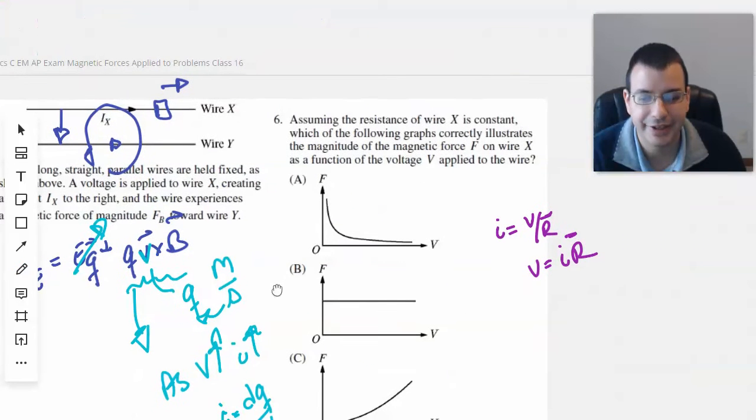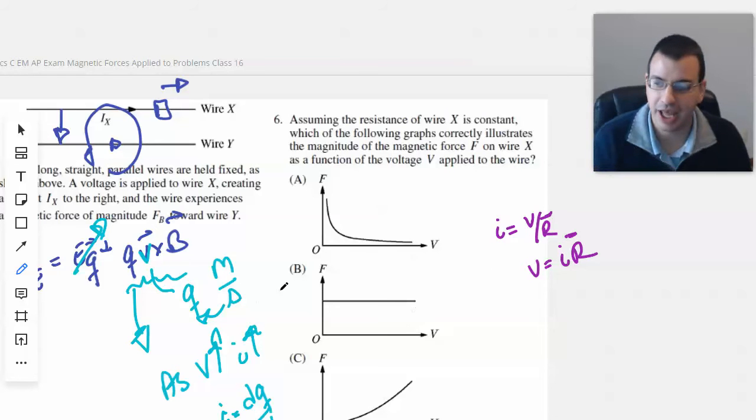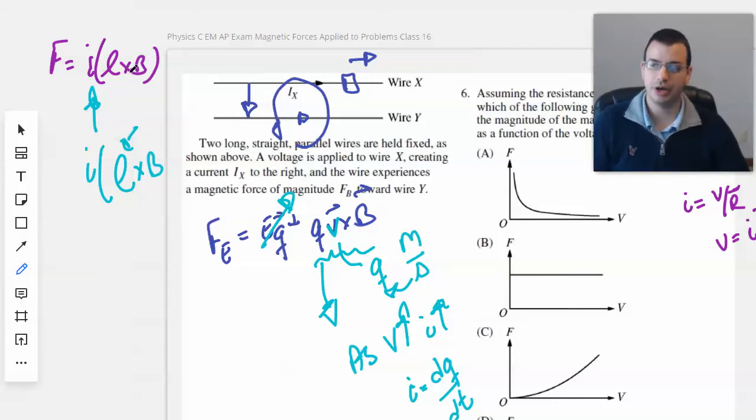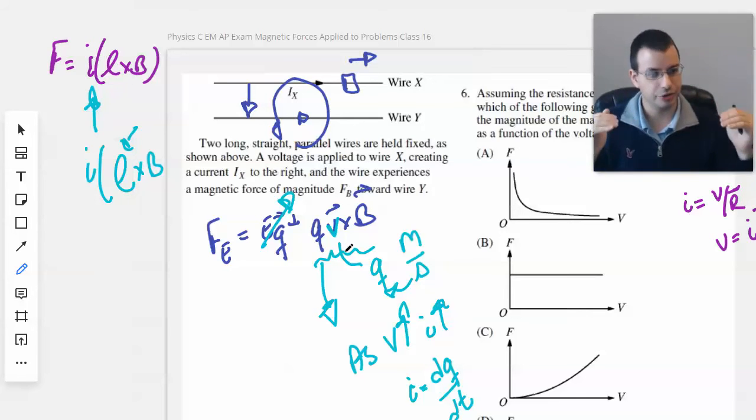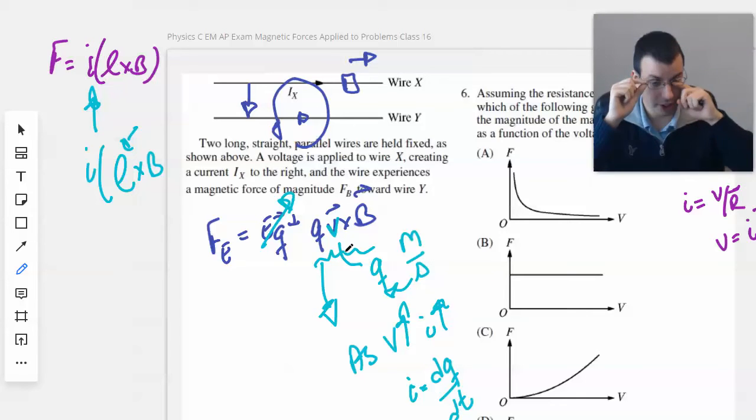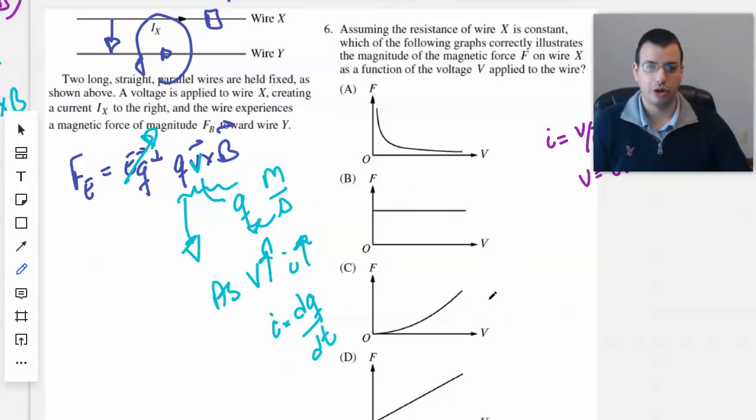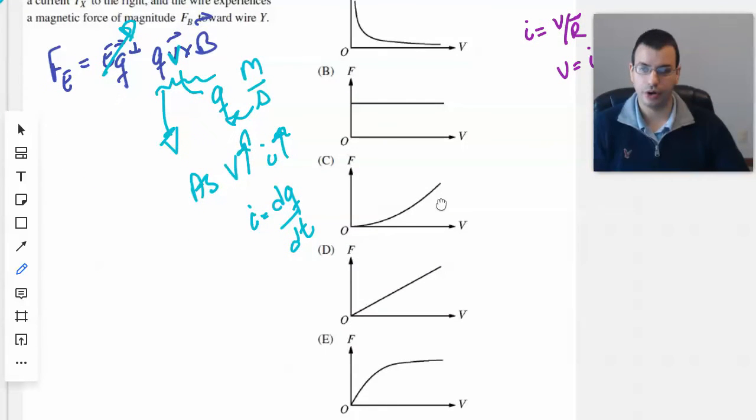So as voltage goes up, the current goes up proportionally, and that current is going to be directly related to the force. So the more current you have in the wire, the more magnetic force it's going to feel, because the amount of charges moving is going to be directly proportional to the voltage. So long story short, we want a graph that is linear. So it's going to be this one.